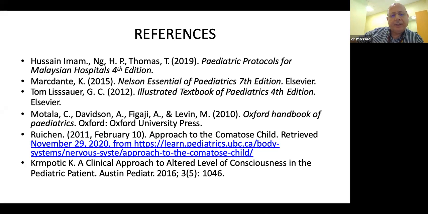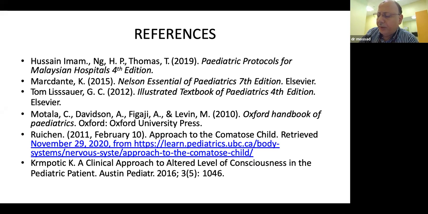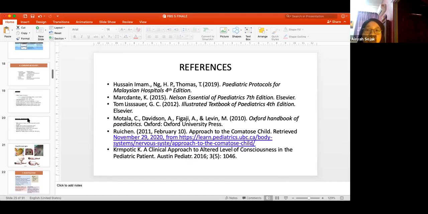Okay, anyone got a question? Can you hear me? No? So thank you, Aisha. The tips, AAIOH, where did you get this mnemonic from? I found it in a journal.